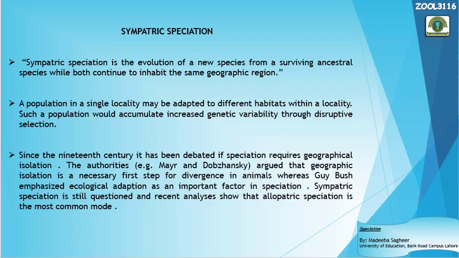In sympatric speciation, the area is the same, but a group of individuals of a population is subjected to different adaptations to their habitats. What is ecology? Ecology is the relationship of an organism to its environment. The individuals that adapt themselves according to their environment become, with the passage of time, different from the parent population. So ecological adaptation is also very important in the formation of new species.